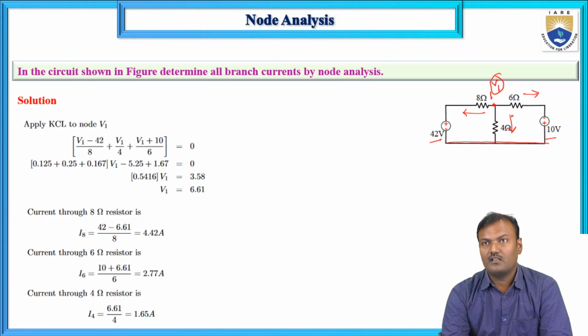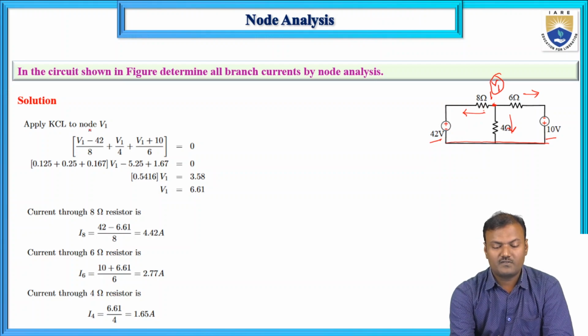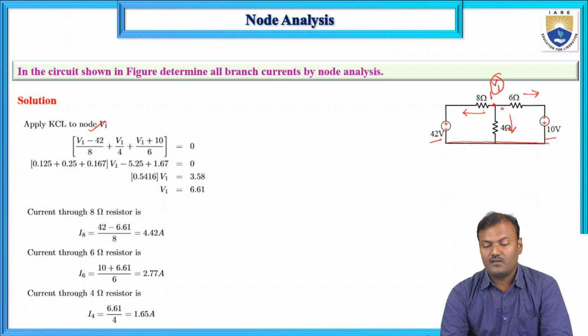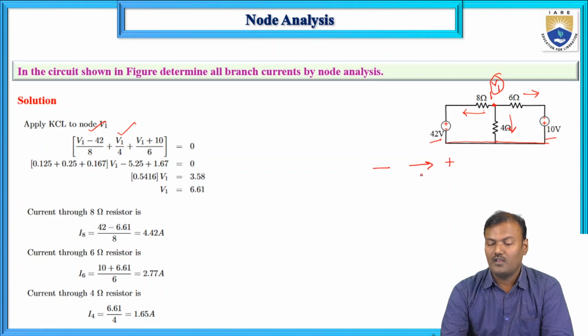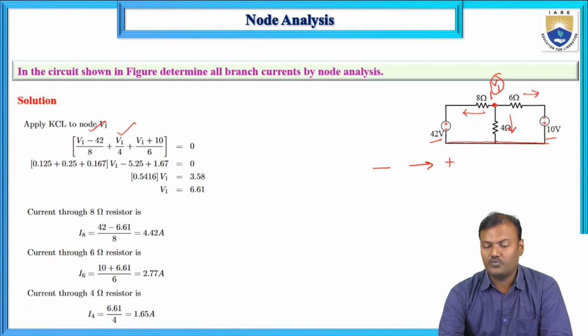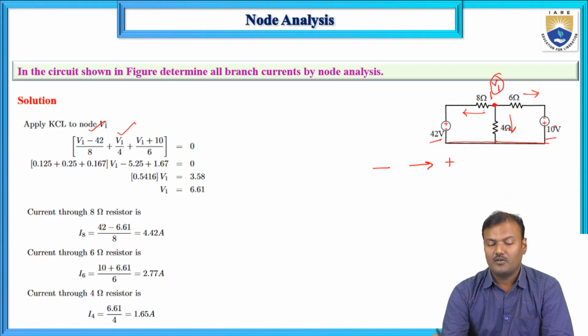We are assuming all the currents are flowing away from this node. So (V1 - 42)/8 is the first one, V1/4 is the second one, and V1 + 10 is the third. Here the negative polarity is connected to positive polarity, so we need to add these two potentials. So (V1 + 10)/6 is equal to 0.